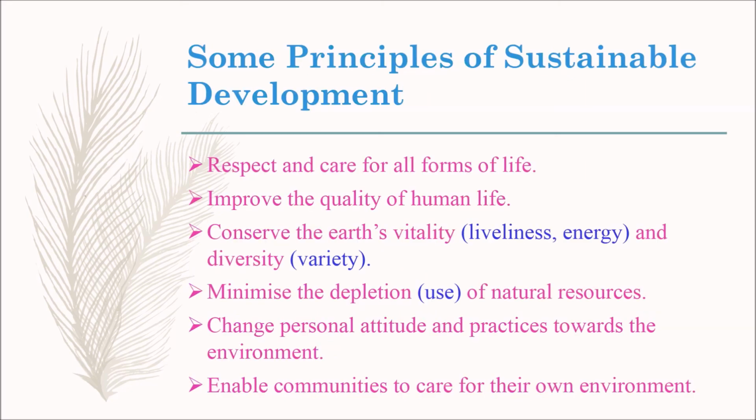Next, we are going to learn about some principles of sustainable development. The first principle is respect and care for all forms of life. The second principle is improve the quality of human life. The third principle is conserve the earth's vitality and diversity. Here vitality means liveliness or energy. Diversity means variety. So conserve the earth's vitality, which means liveliness or energy, and diversity, which means variety.